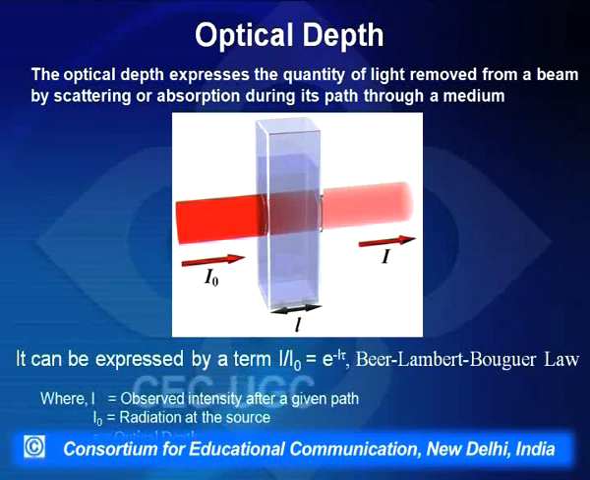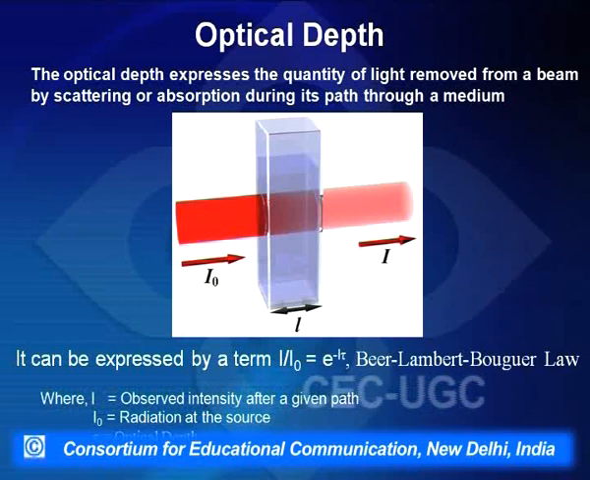Now coming to the optical depth. What is optical depth actually? Optical depth is a quantity which is expressed by the light that is being removed from a beam by scattering or by absorption when it passes through a medium. Like here you can see a medium in light blue color, and the light in red color, having the intensity of I0, is passing through the medium having a width of L, and it is coming out with its intensity decreased.